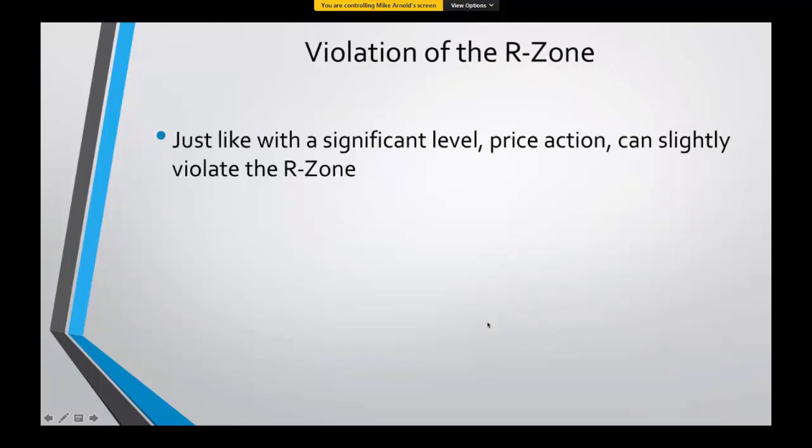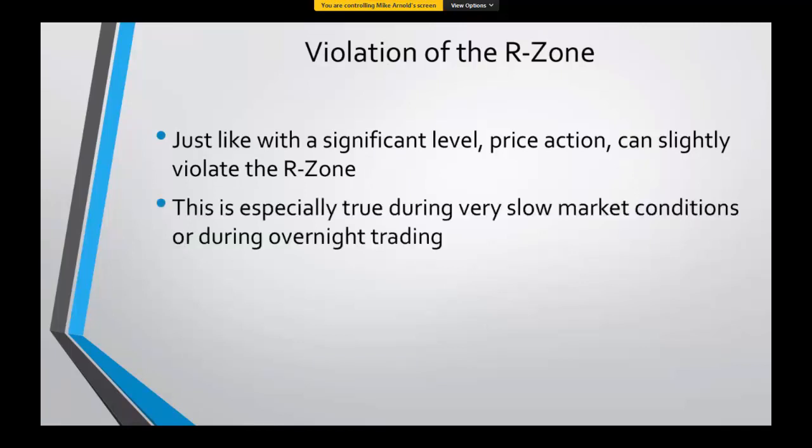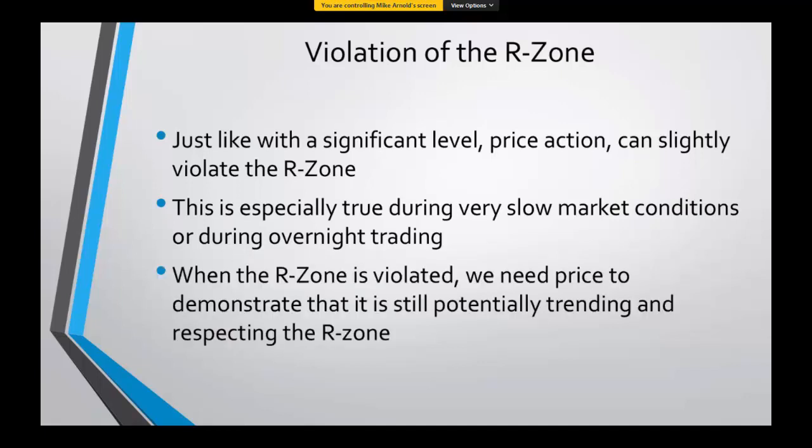Violation of the R zone. Just like with a significant level or a support or resistance level, price action can slightly violate the rotation zone. This is especially true during very slow market conditions or overnight trading. When the R zone is violated, we need price to demonstrate that it's still potentially trending and respecting the R zone.